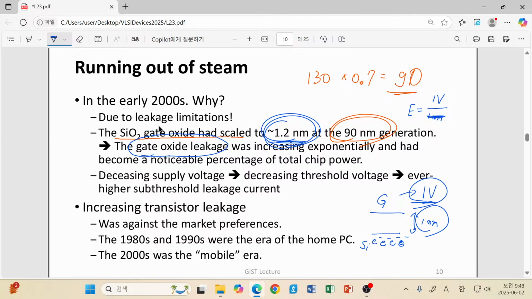1 nanometer, in terms of centimeter, is 10 to the minus 7 centimeter. So by calculating this number, you can find that it corresponds to 10 to the 7 volt per centimeter. Simply speaking, just 10 megavolt per centimeter. So this is quite a high electric field even for silicon dioxide, and for this high electric field, now our electrons feel strong acceleration or attractive force toward the gate.